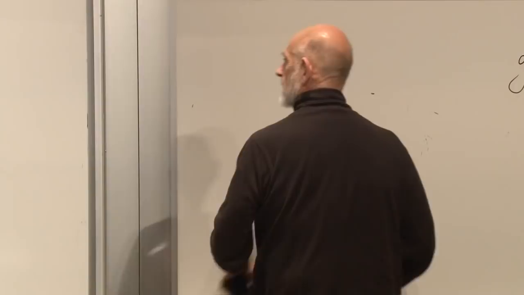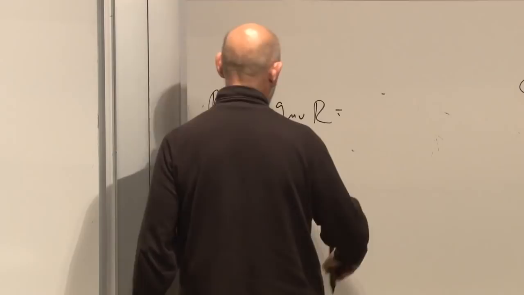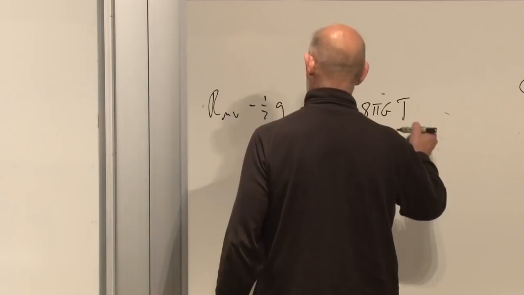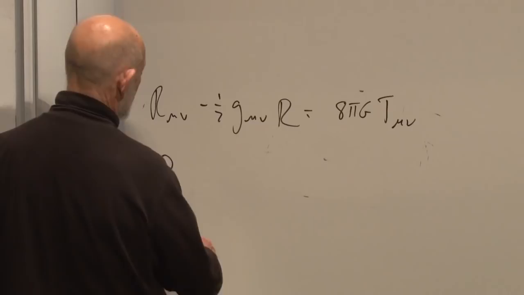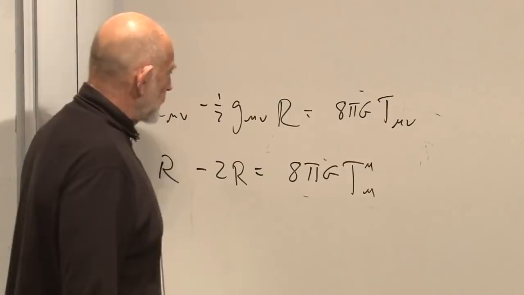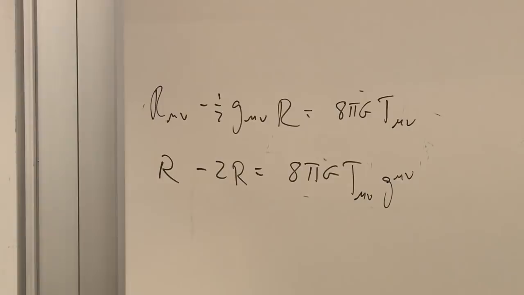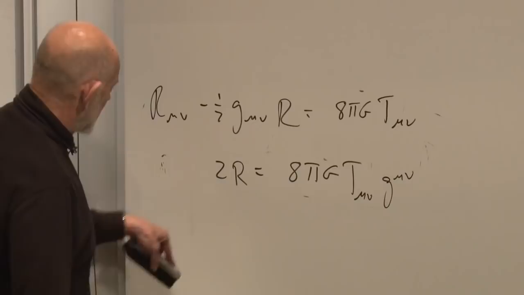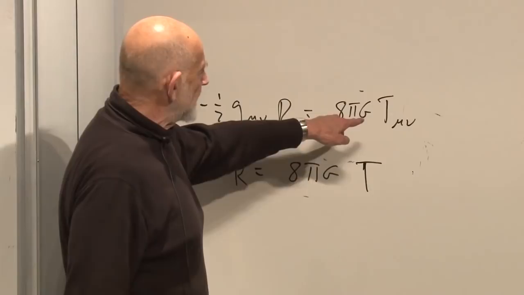Okay, let's see what we get. We have r mu nu, it doesn't matter whether it's upstairs or downstairs, r mu nu minus 1 half g mu nu r is equal to 8 pi g t mu nu. Now, what are we going to do? We're going to contract these two indices. This is going to give us r minus 2r is equal to 8 pi g t mu mu. I contract the index, or what's the same thing, t mu nu with g mu nu. So that now tells us minus r equals 8 pi g, and let's just call it t. T is by definition the scalar that you get when you contract the two indices here.